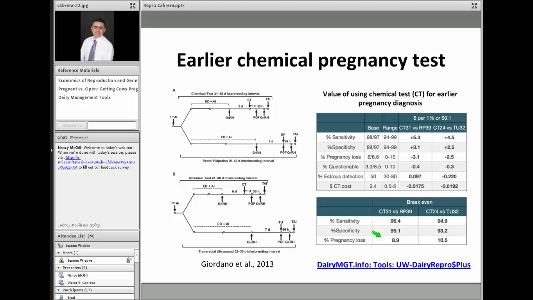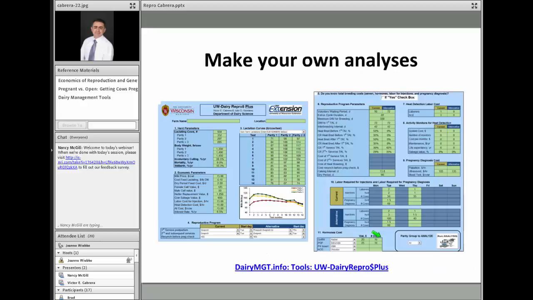You can do this for your own situation using the tool, which I think is a nice thing. You can make your own analysis. You will need to define all these values that you can see here in yellow, and after just hitting a button, you will have the results right away.